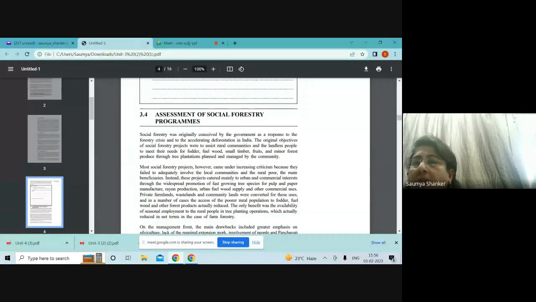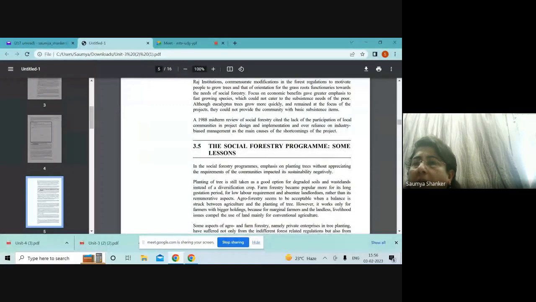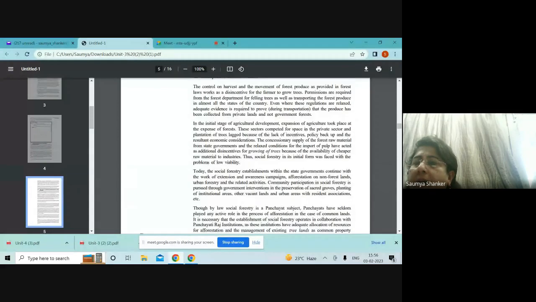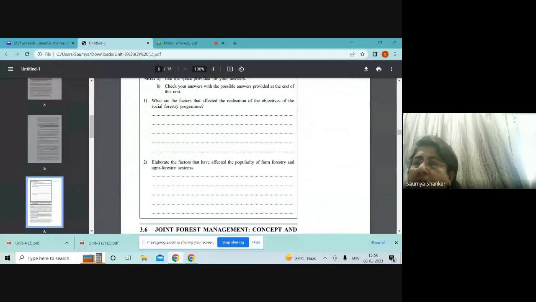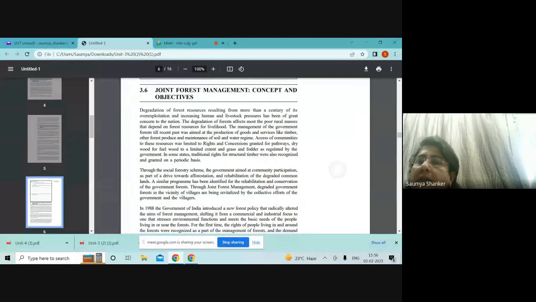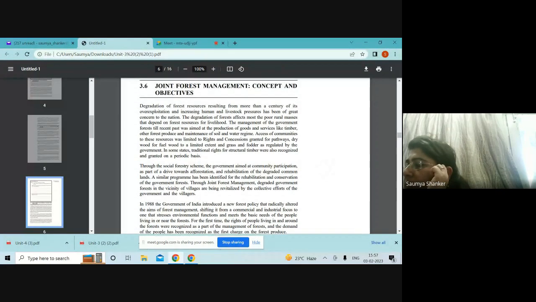So this is what we mean by social forestry. A lot of social forestry programs are running in the country, and they are being run very successfully, and have helped in reducing the pressure for fuel, fodder, and wood. The pressure on the forest has come down now, because people have started using their private land and community owned land to fulfill their requirements of wood and fuel by planting their own trees. So this is what social forestry stands for.